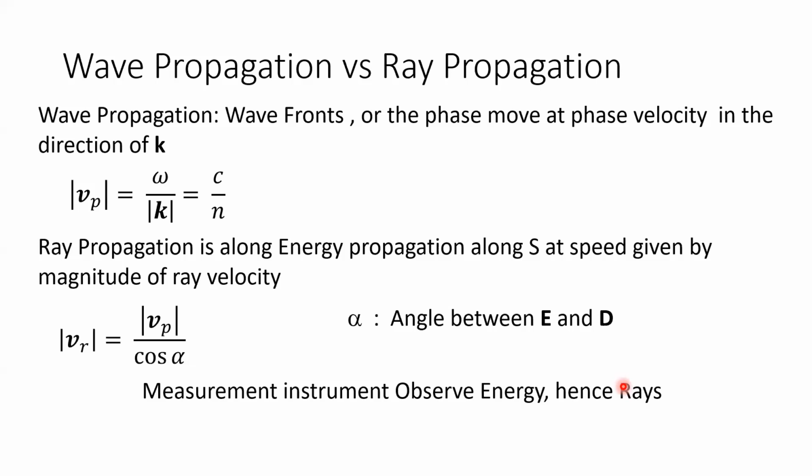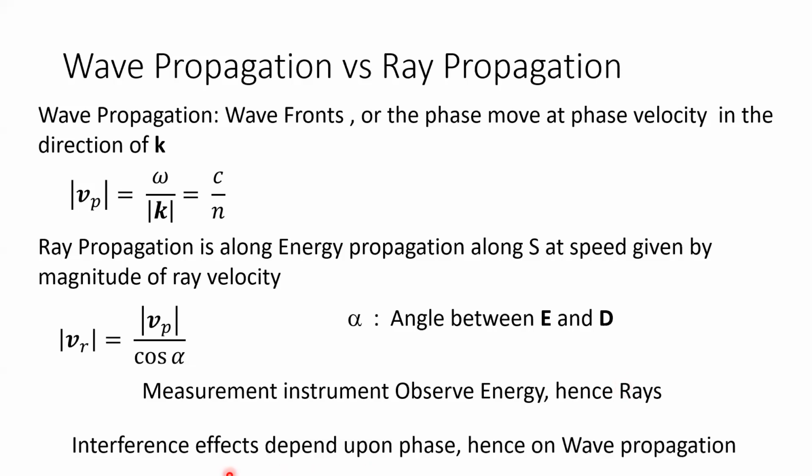But it doesn't mean that wave propagation has no significance, because the interference depends on phase. When you interfere two waves, what kind of interference pattern you get depends on the phase difference. So even though there is no direct instrument which measures phase, there are physical effects, namely interference effects, which depend upon the phase. So interference effects would depend upon the wave propagation.